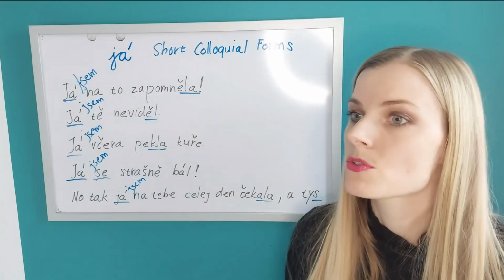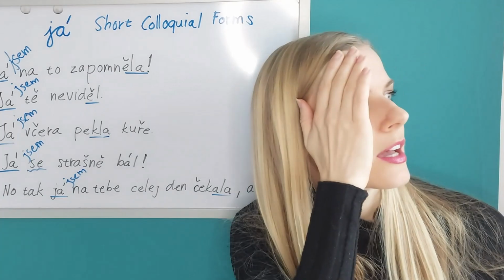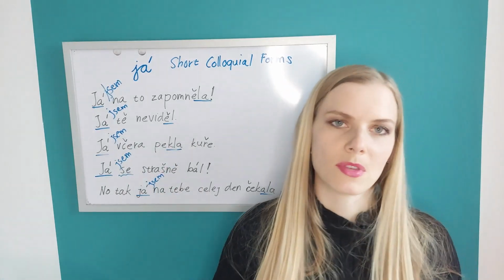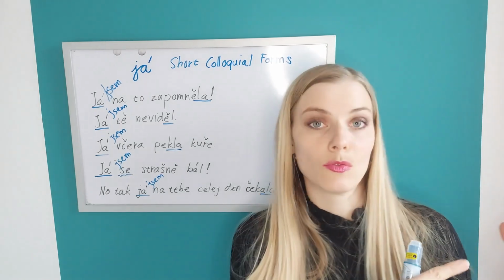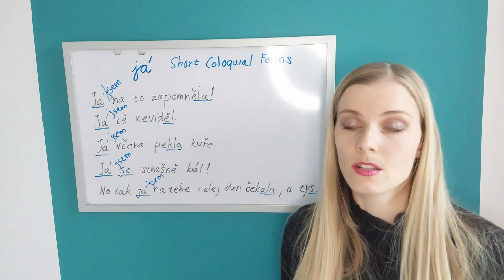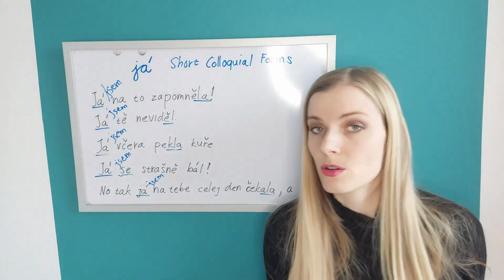Someone tells you, oh, so did you bring the papers? Já na to zapomněla. You don't come into the office and say, já na to zapomněla, unless it's clear what you're talking about. Or someone told you what they made for dinner and you say, oh, já včera pekla kuře.